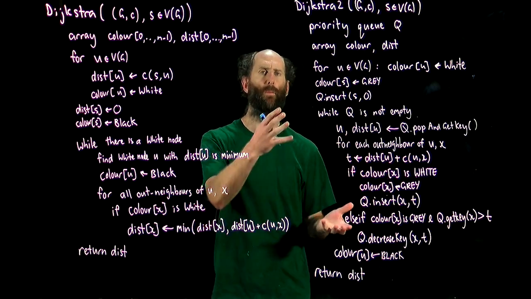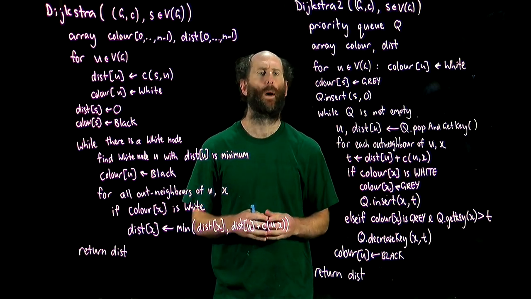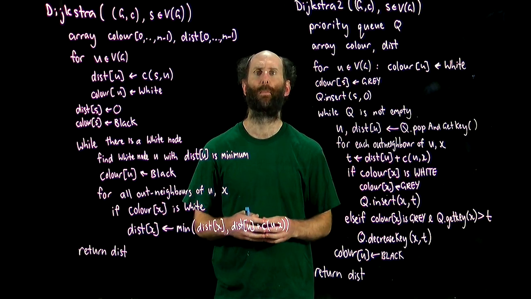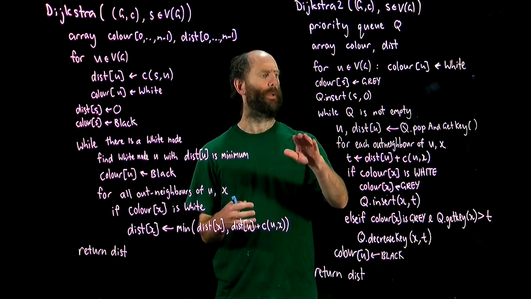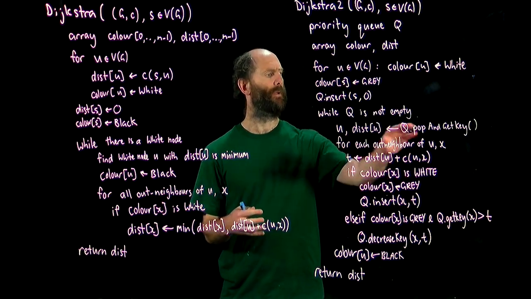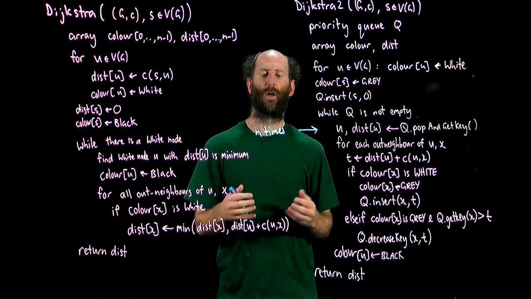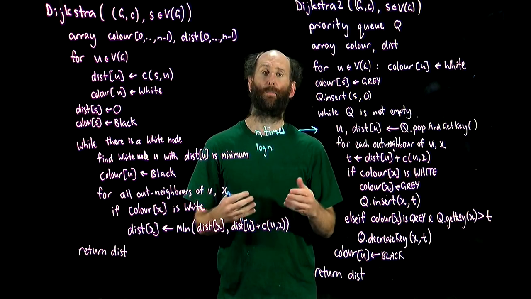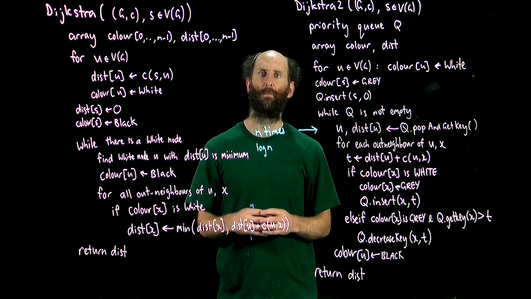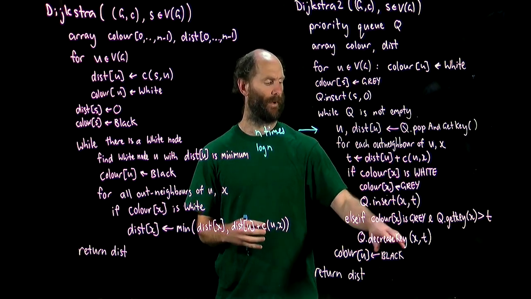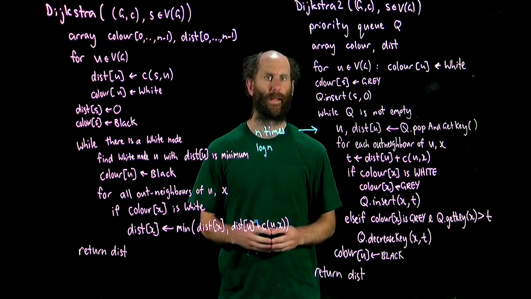So why do we bother with this implementation? Well, if the priority queue is implemented as a binary heap, we're doing n of these operations here, and each operation is going to be log n, as the binary heap is at most n deep, and the rest of our work is going to be down here where we're updating the keys.